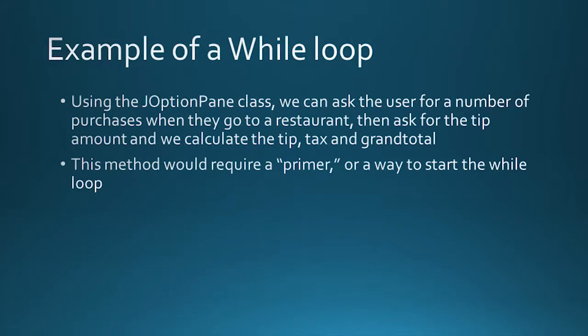An example of a while loop is, while using the JOptionPane class, we can ask the user for a number of purchases when they go to a restaurant, and then we ask them for a tip, and then we calculate the tip, the tax, and then the grand total. This method would require something called a primer, or a way to start the while loop. We'll see all of this later on in the actual demonstration.